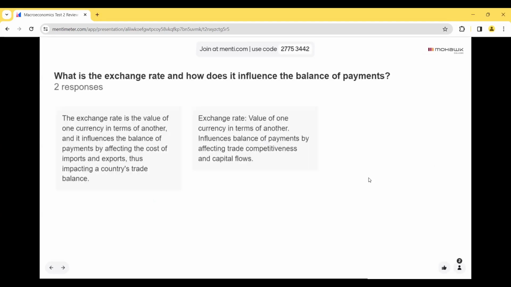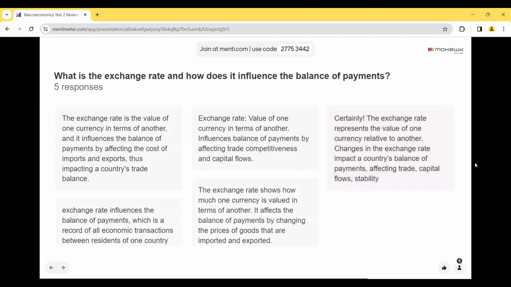Exchange rate is the value of one currency in terms of another. It influences the balance of payments by affecting the cost of imports and exports, thus impacting a country's trade balance. The exchange rate influences the balance of payments by affecting trade competitiveness and capital flows. Correct.